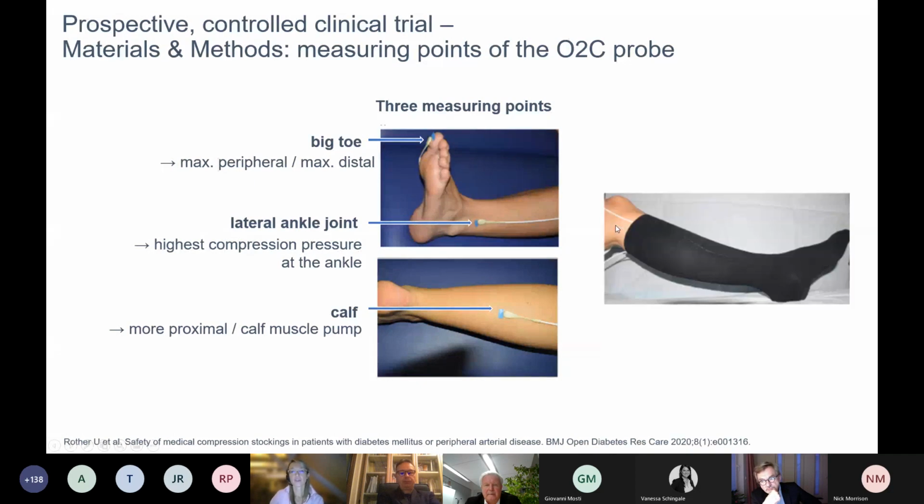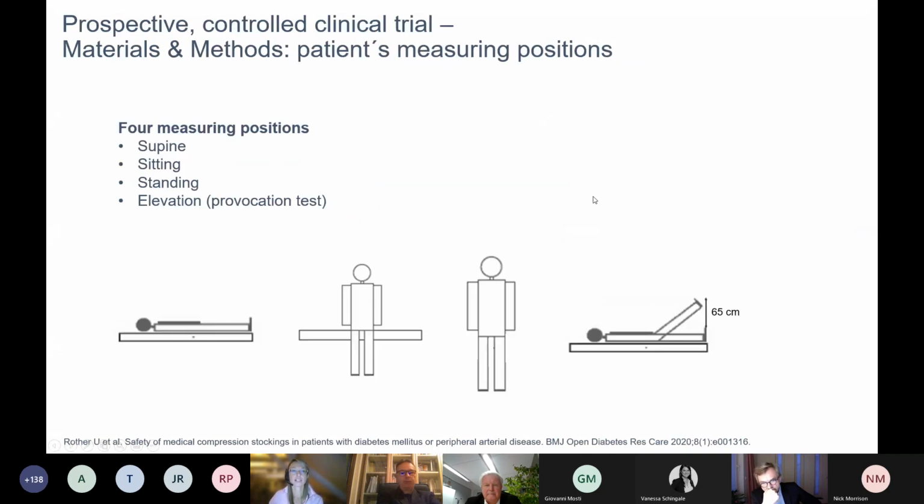How was the positioning of the patient? We decided to have 4 measuring positions of the patient itself. So we had the patient in the supine position, in the sitting position, but also in the standing position, because you know when the person is standing, then you have a hydrostatic pressure of about 100 millimeters of mercury on the lower extremity. And we did even a so-called provocation test. That means we elevated the leg up to 65 centimeters. So we have a 50 millimeters of mercury increase in the perfusion pressure.